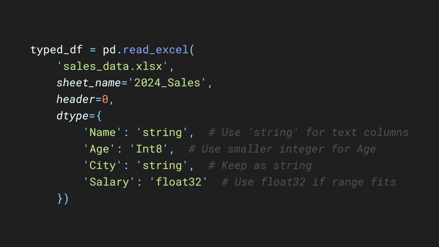And similar to CSV files, you can set expected types when reading from Excel. This helps make sure columns like salary are treated as numbers instead of text, and that text fields don't accidentally mix with numbers. Now let's look at another format that's very common for web data, JSON.